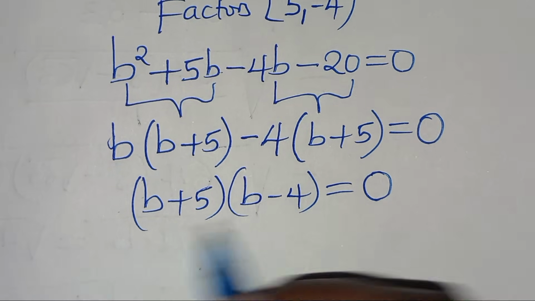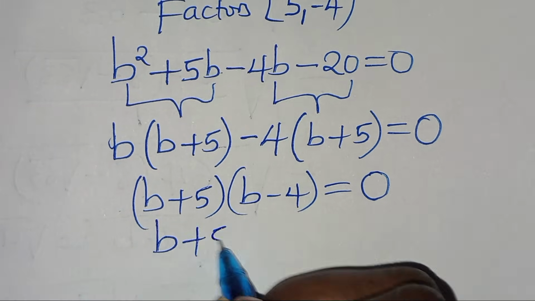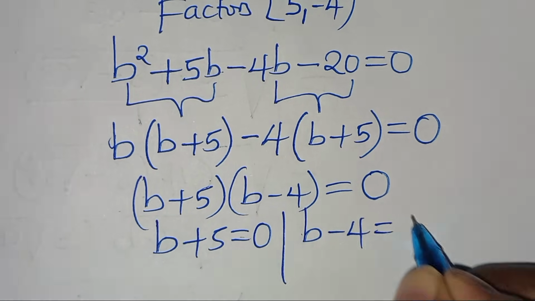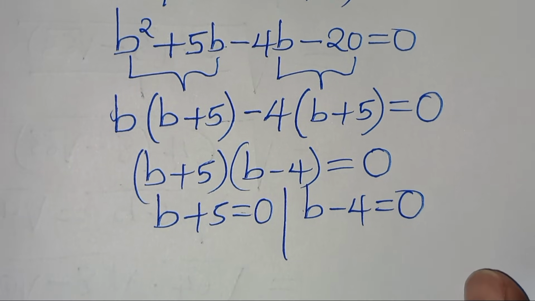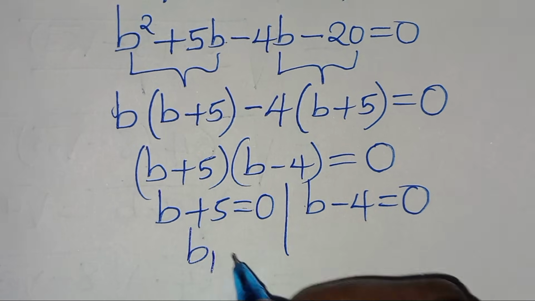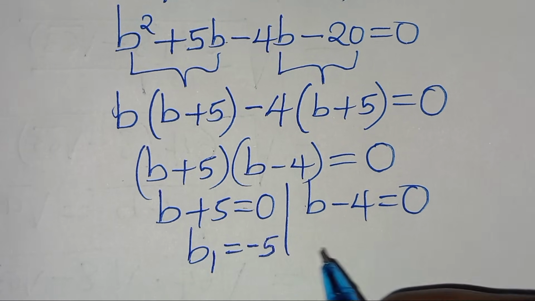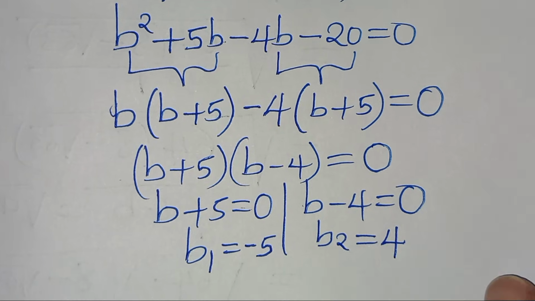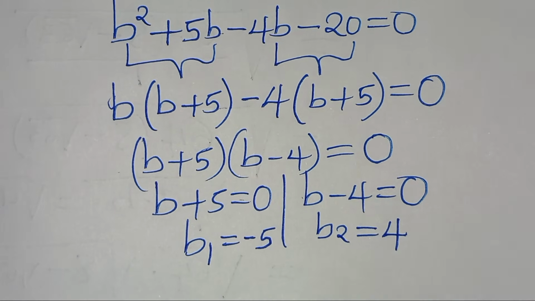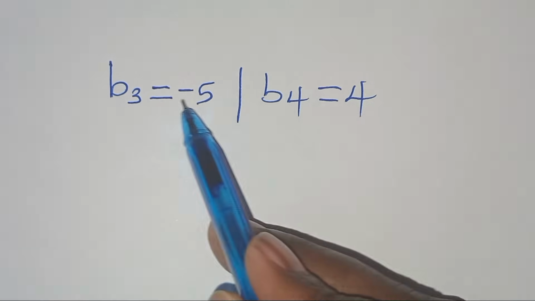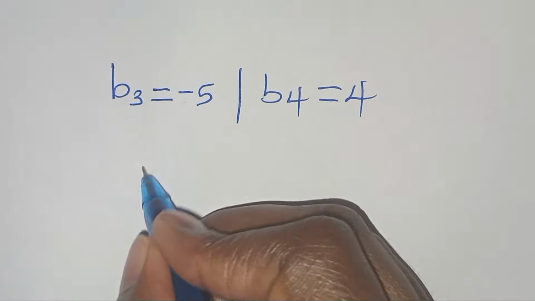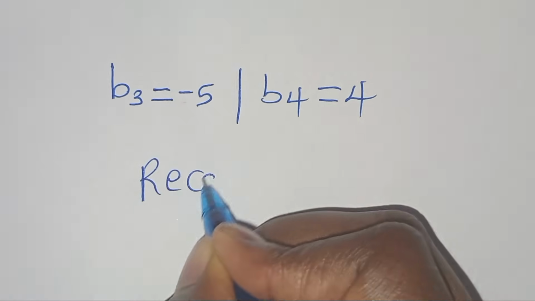We have two parts here. The first part is B plus 5 equal to 0, and we have B minus 4 equal to 0. So we have that B1 is equal to minus 5, and B2 is equal to 4. So let's solve for the corresponding values of A. Now, since we have B3 equal to minus 5 and B4 equal to 4, we can solve for the corresponding values of A3 and A4.